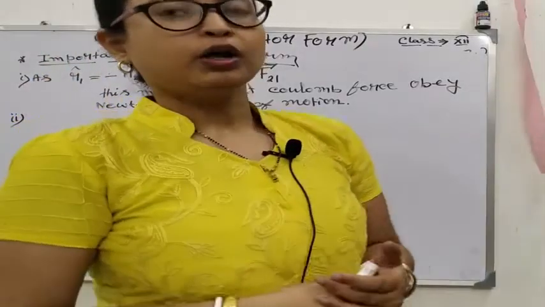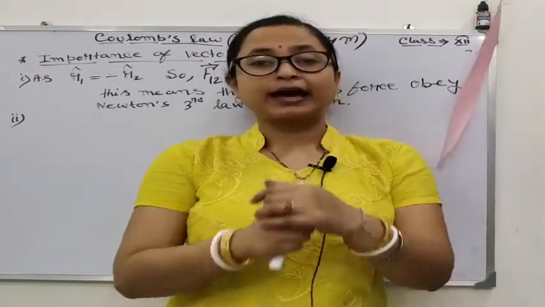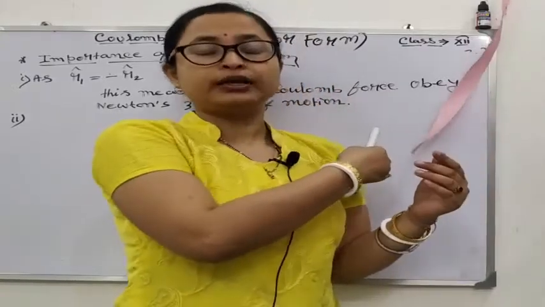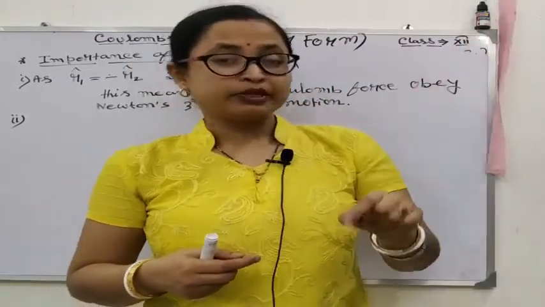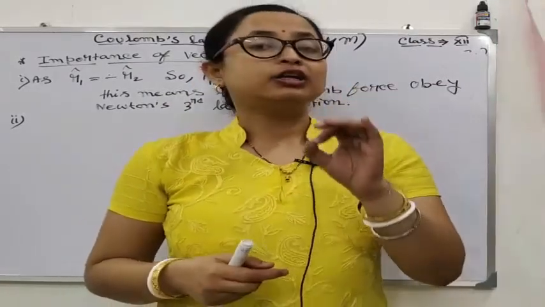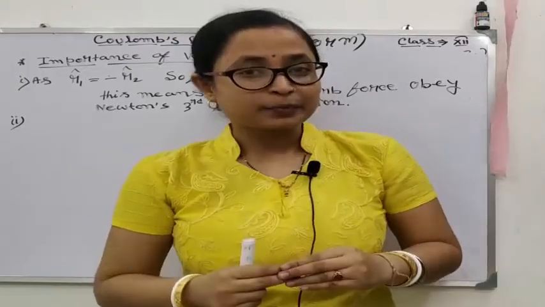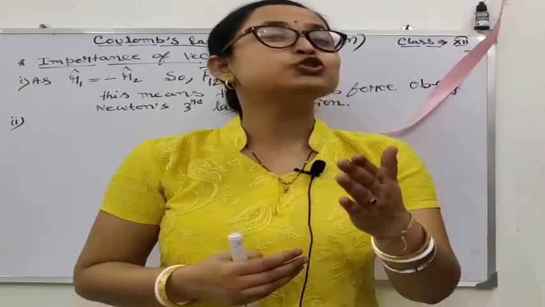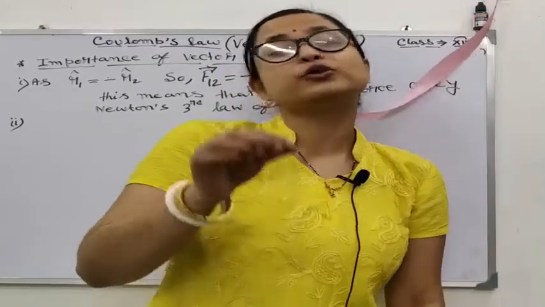Let us learn the second point. As I told you, Coulomb's force is always acting towards the center, the origin. I have represented the position vector from the origin. That means Coulomb force acts along the line joining the centers of the two charges. That means Coulomb's force is also a central force. Just like gravitational force, Coulomb force is also a central force.